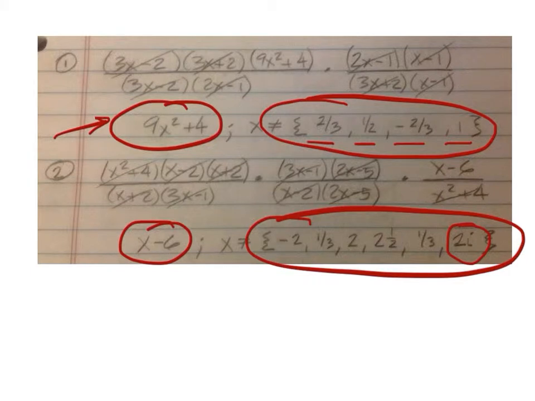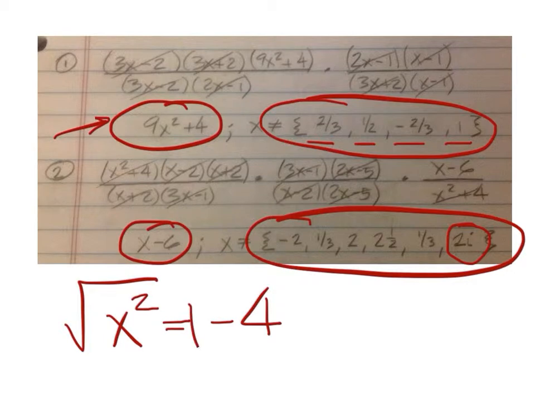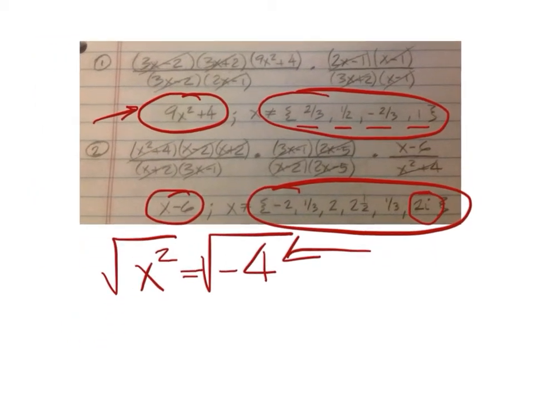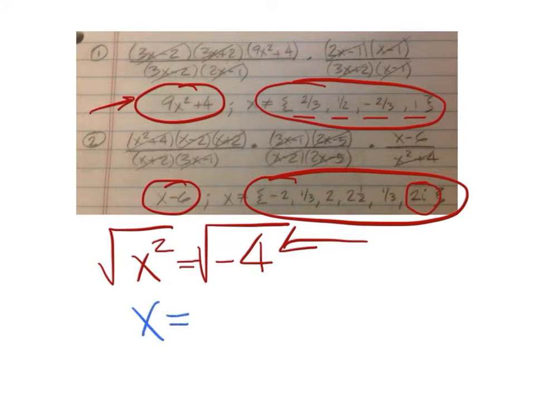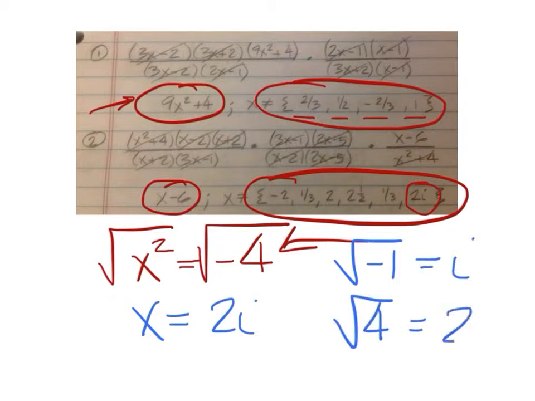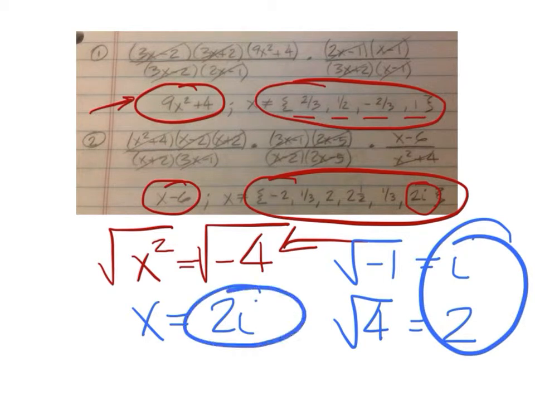In case you have forgotten, x squared equals negative 4. If you do the square root of both sides, it takes you back to what we did much longer ago, which is x equals 2i. The square root of negative 1 is equal to i. Square root of 4 is 2. Combine them together to get this.